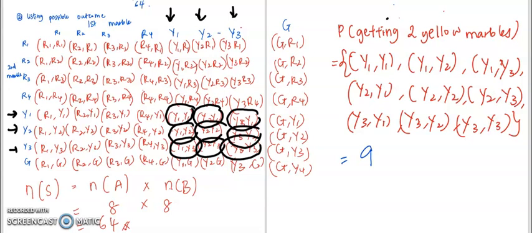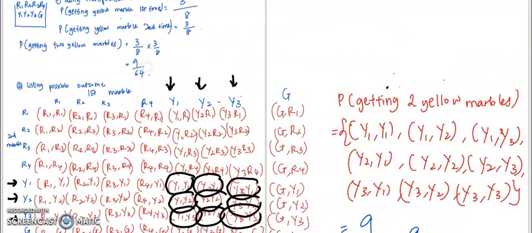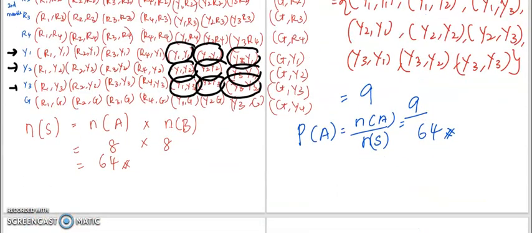Okay, therefore, the probability of getting 2 yellow marbles, when listing possible outcomes, I'll just put P(A) is A over NS. So 9 over NS, which is 64. So it is the same as the one we calculated earlier. So 9 over 64. Therefore, you can say that both methods have the same answer.